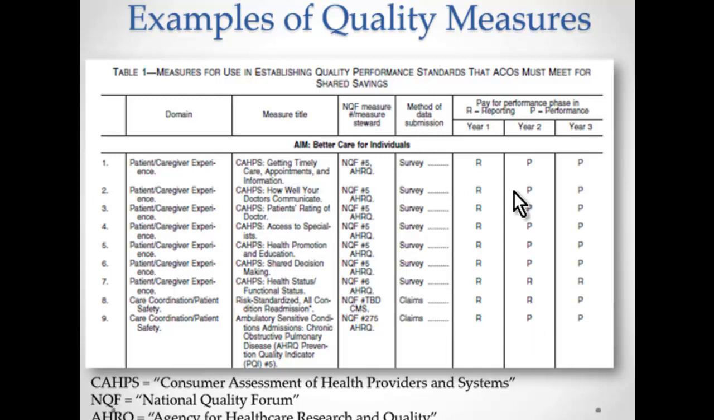And you see the R under the column for year 1. That means that the provider is deemed to have met this standard in the first year by just reporting this information. The idea is they want to get providers into the habit of tracking this information. And this gives the providers a bit of time to fix things before their performance will be tracked during years 2 and 3. You see the P for performance.